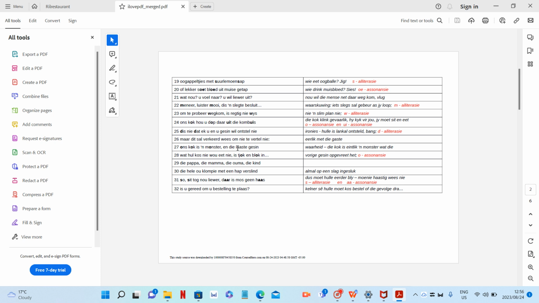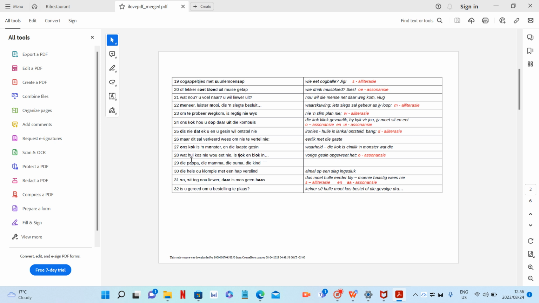Maar dit sal verkeerd wees om nie te vertel nie. So there's eerlikheid, there's honesty. They said it would be wrong not to tell you. Ons kok is a monster in die laaste gesin. So our cook is a monster and the last family. So they're telling the truth about the cook, the chef. The O and the O is your assonantie again, I think. Wat hulle kos nie wou eet nie is chok en plok in.